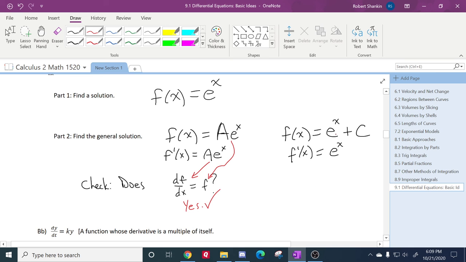On this one, does the derivative and the original function, do they match? Does df dx equal f? And the answer is no. One of them you get a plus c, and the other you don't get any c at all. This is not a general solution. You can't generalize the solution like you can with integrals by just adding a plus c.